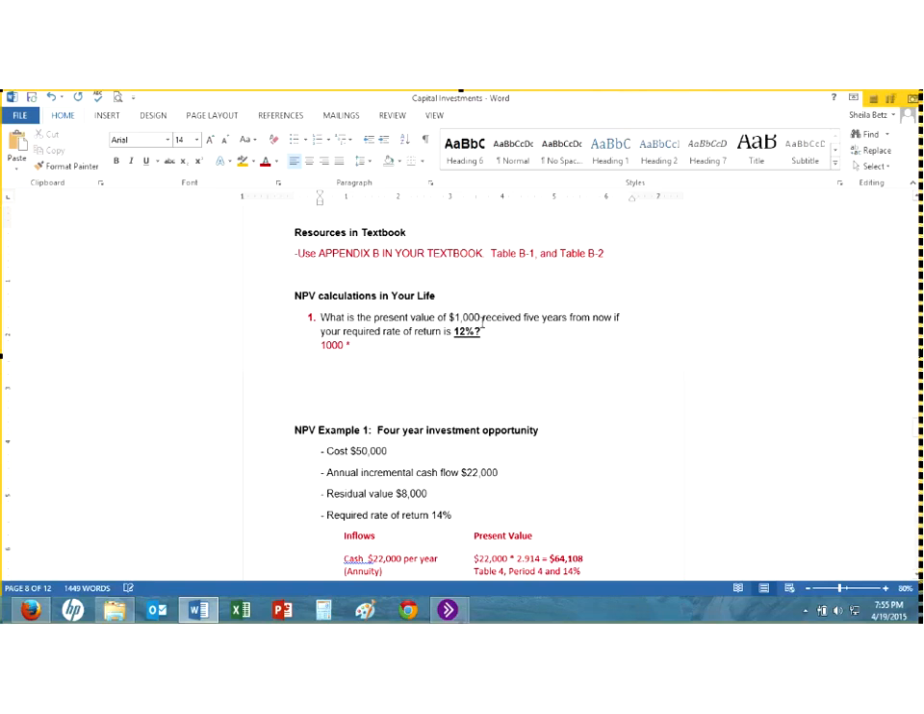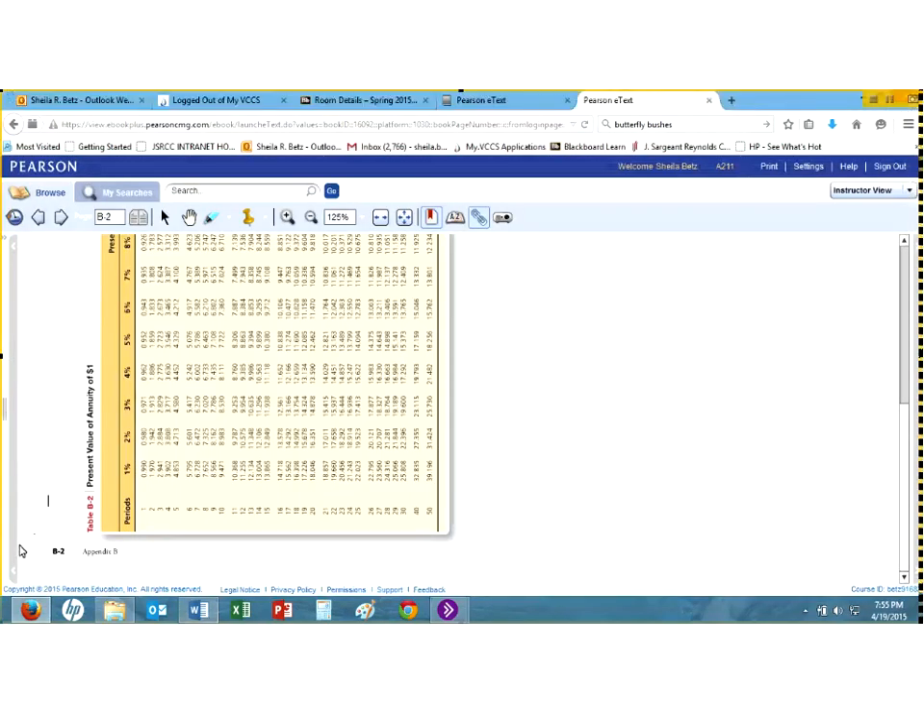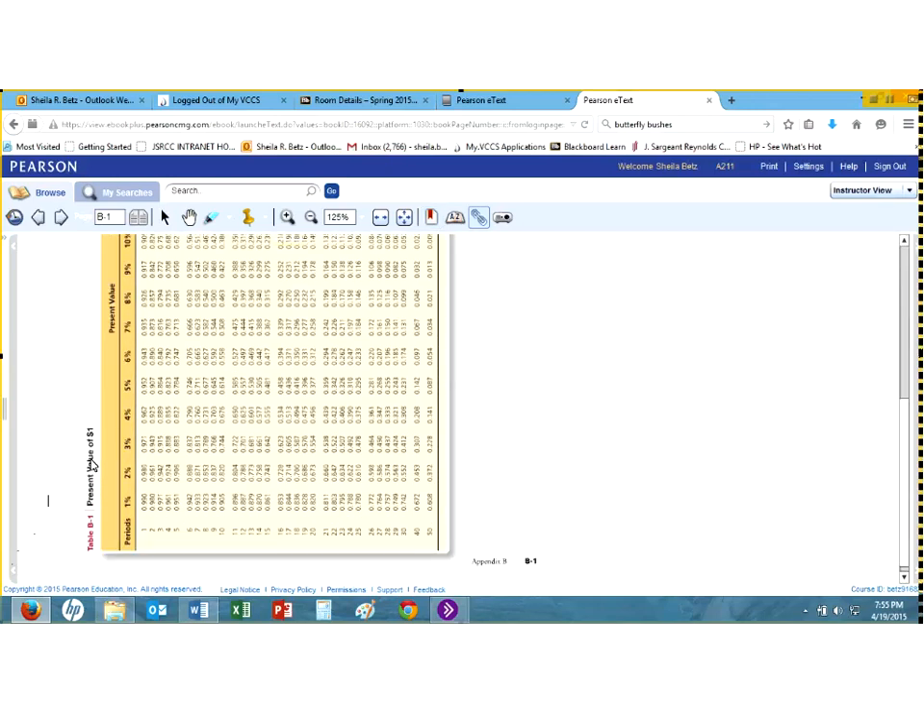Because I'm looking at just a single dollar amount, if I go back to the table, I'm going to use table B-1 that says present value of $1. This means we're looking at the present value of a single sum. You may want to write this as a little note in your book. So we use this table when we're looking for a present value of a single sum.